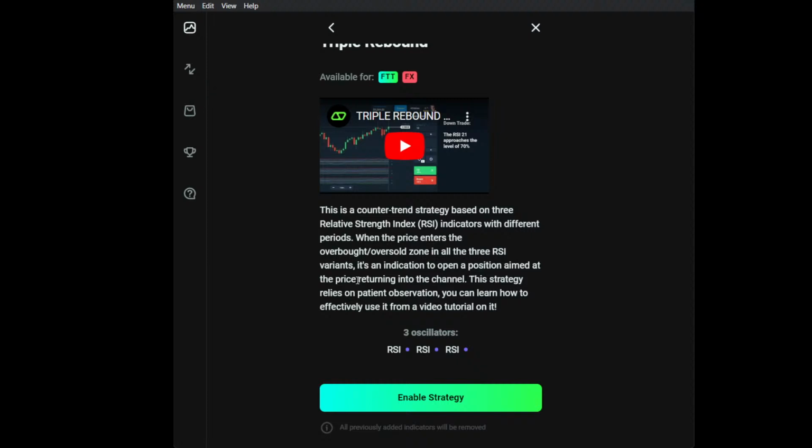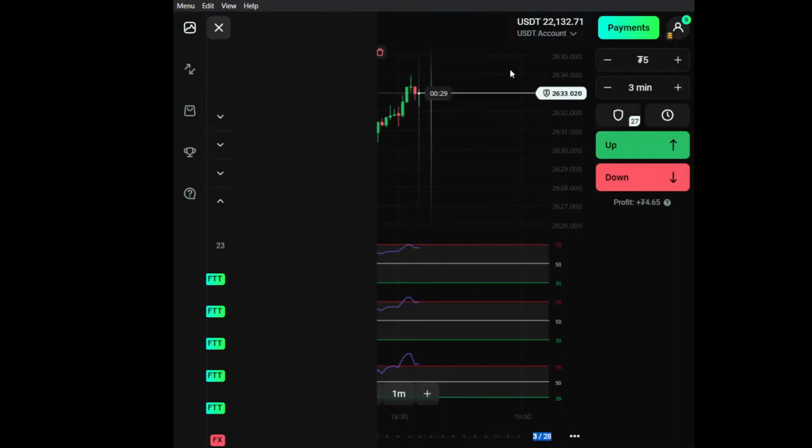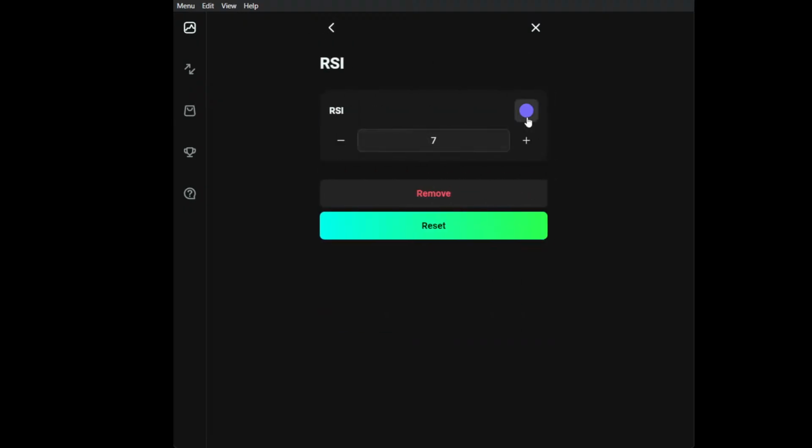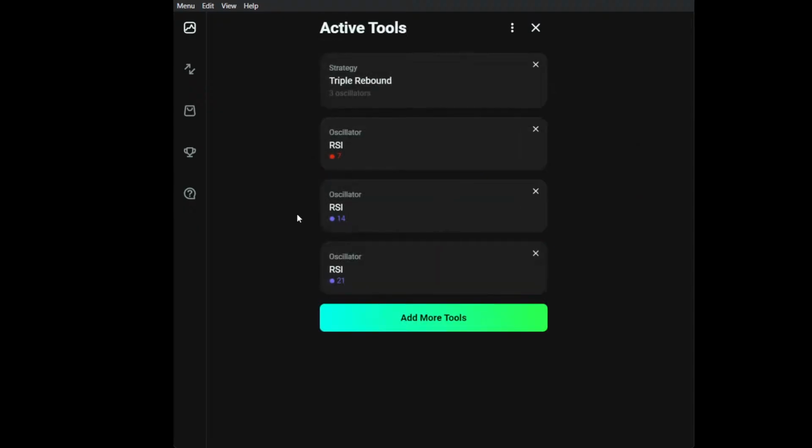So it says it's a counter trend strategy. That means if it hits the overbought zone, it will get a reversal. If it goes to the oversold zone, there also it will get the reversal. Now this has 3 RSIs with different periods. Now what are the periods? Let's check that. So RSI 1 is RSI 7. Let's change the RSI 7 color to red. Then the next is RSI 14.